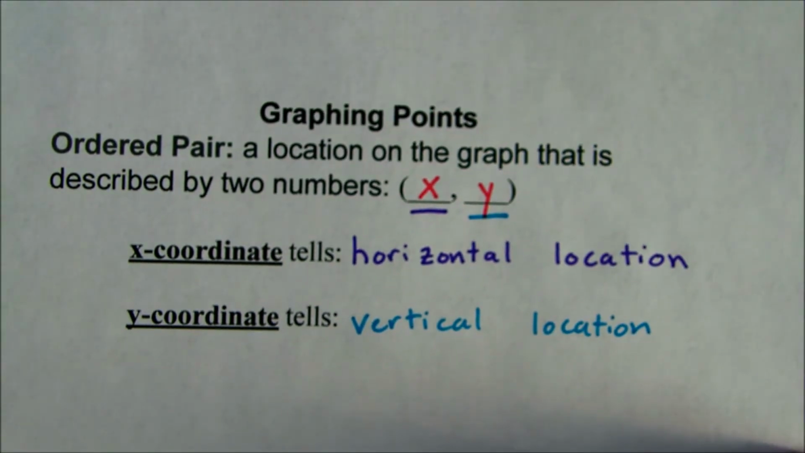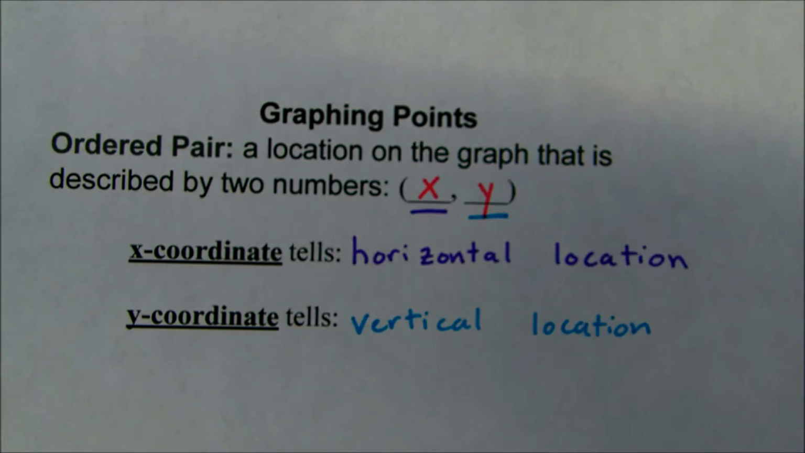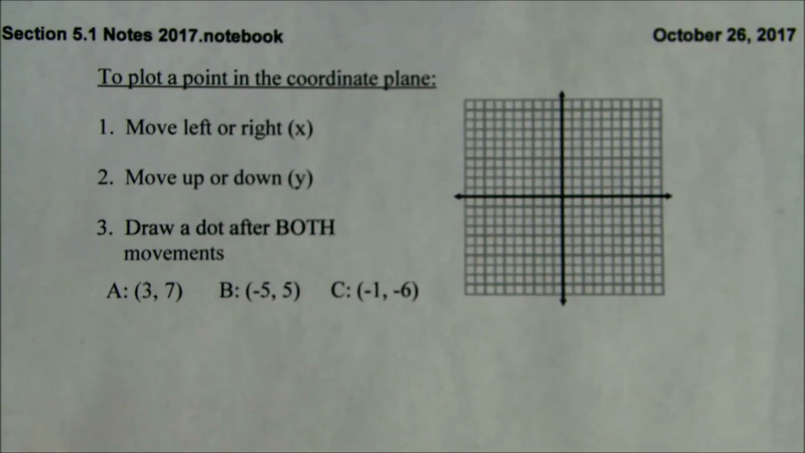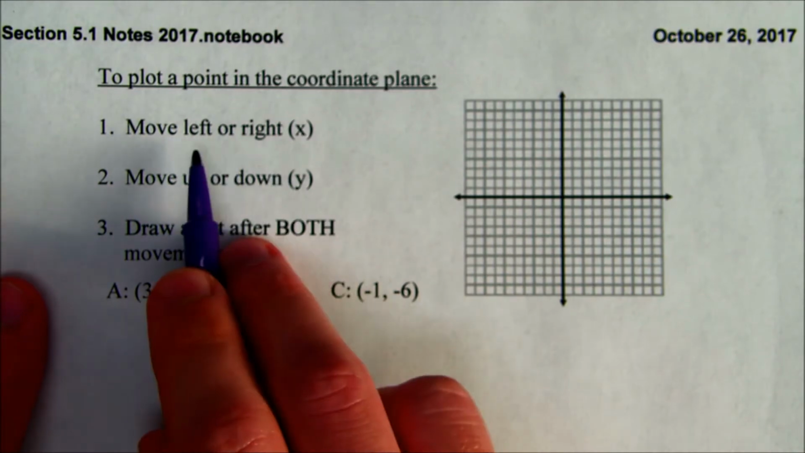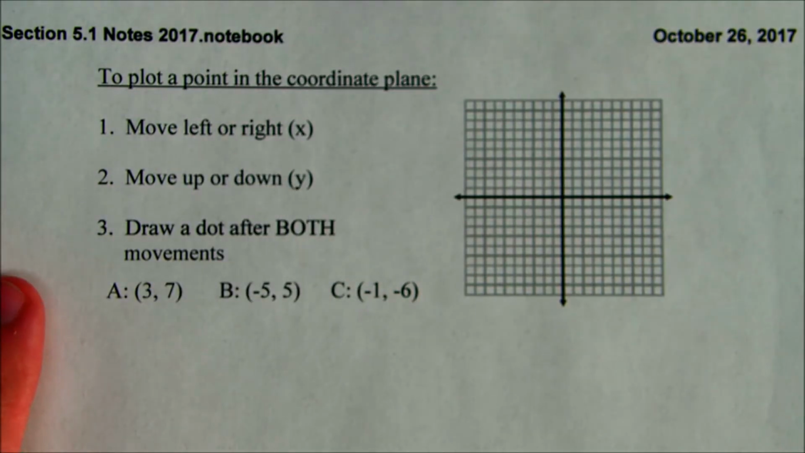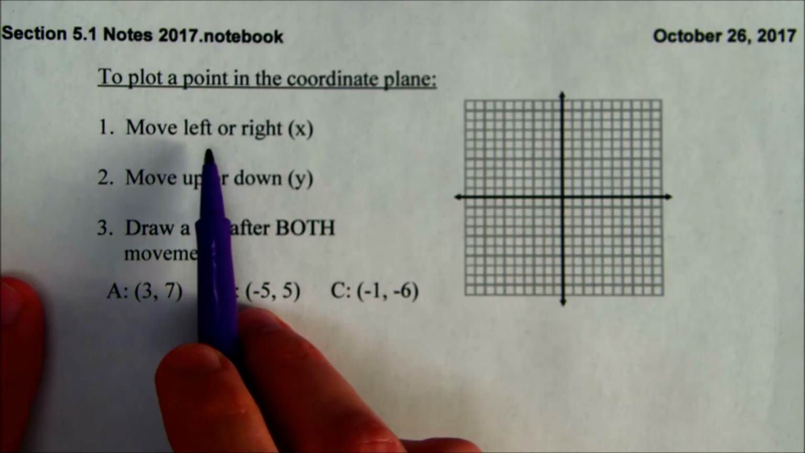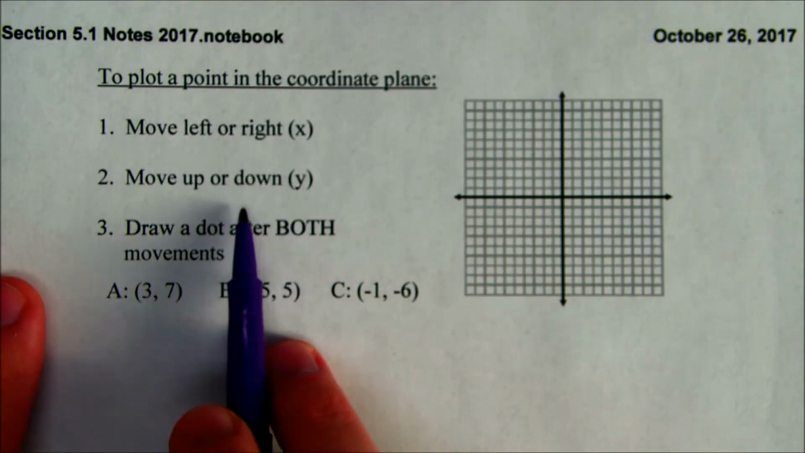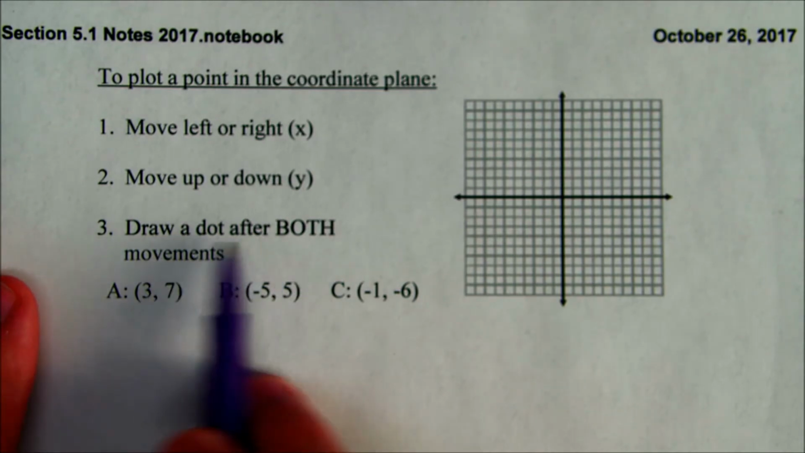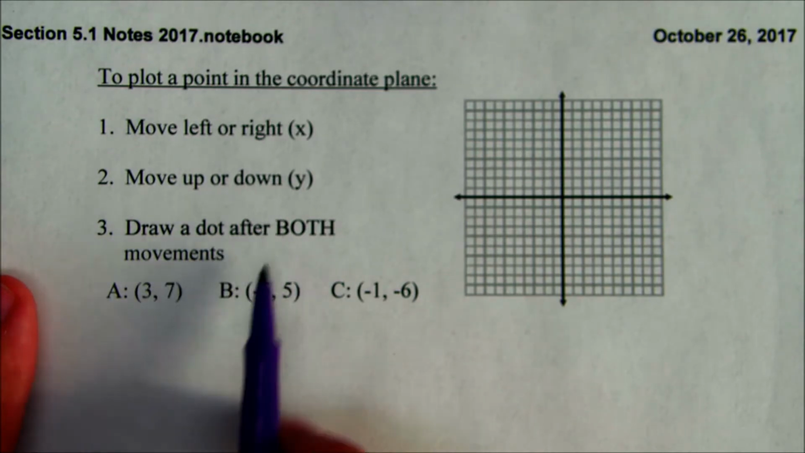Now, I want to review how to graph points given in the XY format. To plot a point, there are 3 steps. You're going to start by moving left or right on the x-coordinate. Once you've moved left or right, you're going to move up or down on the y. After doing both movements, right, left, up, down, you plot the point. So let me zoom here a little bit.